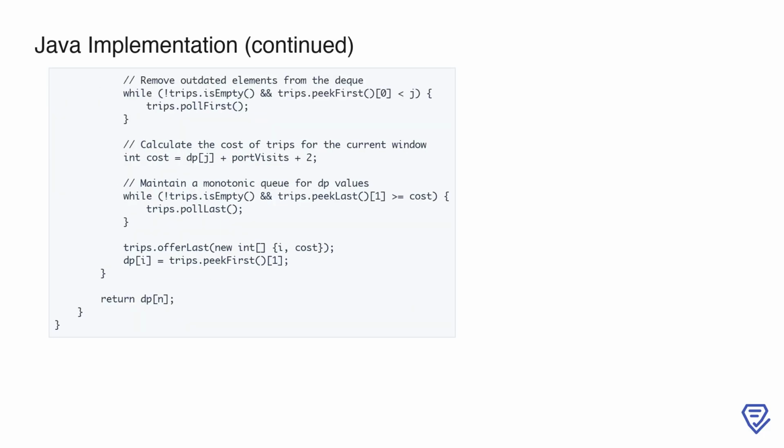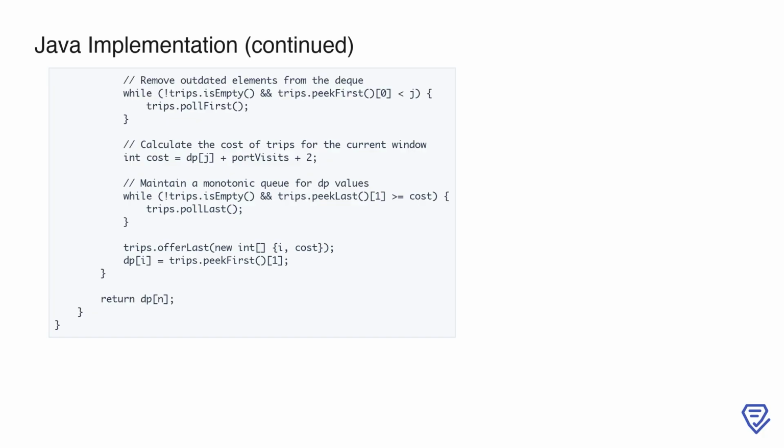Next, we handle outdated elements in the deque. Since the sliding window's start index j has moved, we remove entries from the front of the deque that are no longer valid. This ensures our deque only contains relevant states. Then, we calculate the cost of trips for the current window as dp[j] plus port visits plus 2. The plus 2 accounts for the cost of traveling to and from the ports during one trip.